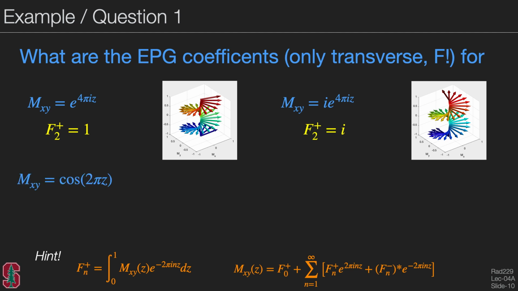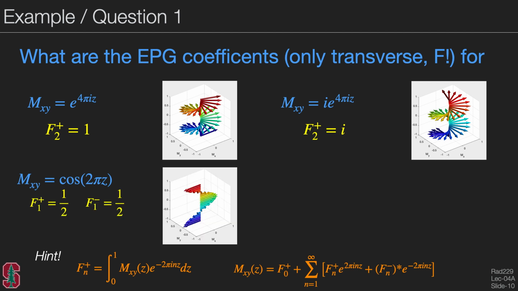So let's look at another case. mxy equals cosine 2 pi z. Okay, so here we recognize the fact that a cosine can be written as a sum of a positive and negative complex exponential, and we can find the coefficients f plus of 1 and f minus of 1, and they're both 1/2 for a cosine. So we picked the easiest example first.